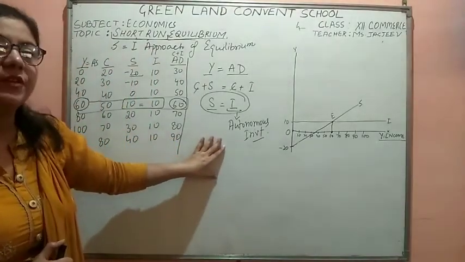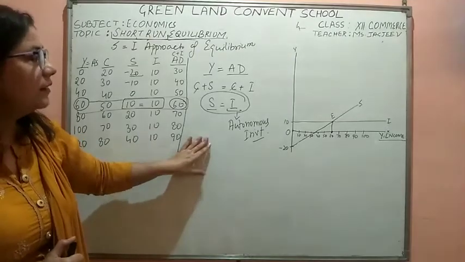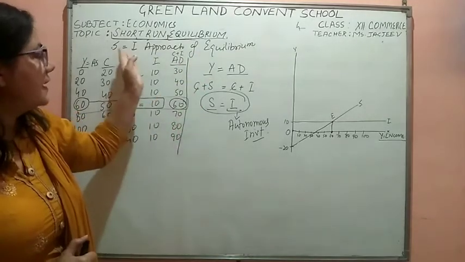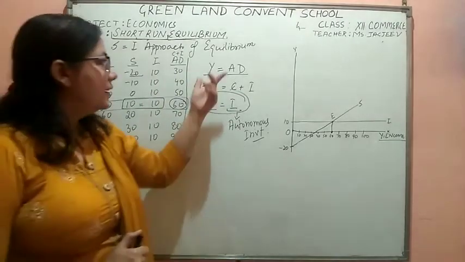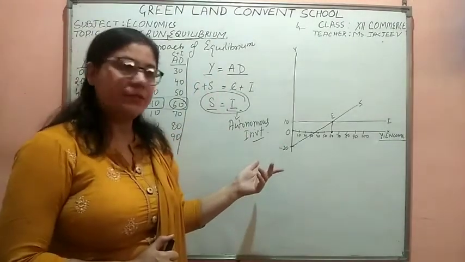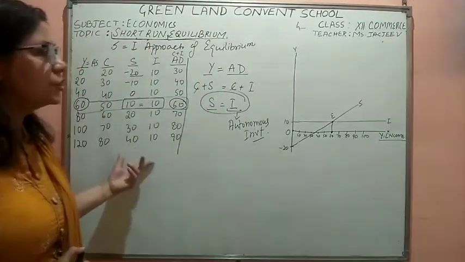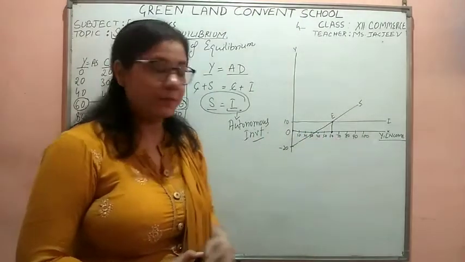So firstly we have to define the equilibrium. Then in the S&I approach we go like this. I will be sending you notes also, and then we have to make the schedule, and then we have to make the diagram.